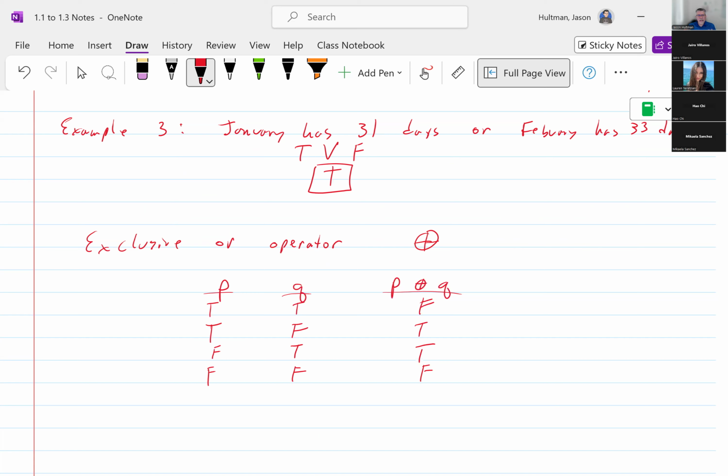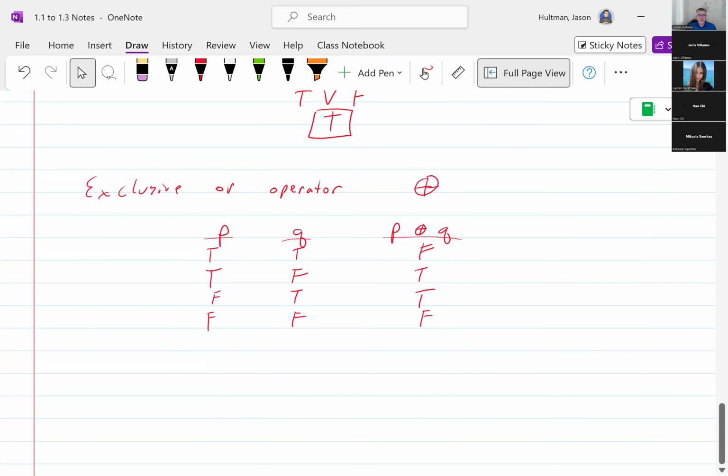Okay, and so what would this be in English? In English, this would be the word either. You either do this or this. You can't do both at the same time. You can't have P and Q be both true or both false at the same time. Otherwise, it's false. You have to either do one or the other. Okay, that's the either.